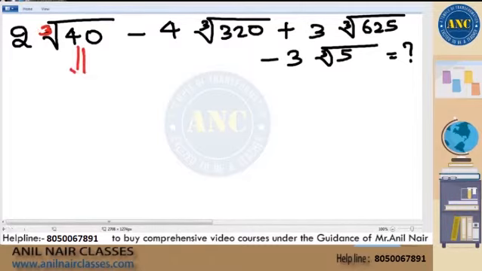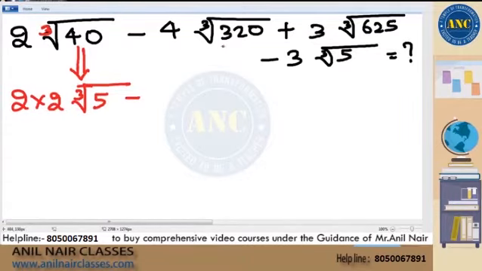That means the perfect cube factor for 40 is 8 into 5. Cube root of 8 is 2. Take the 2 outside. Remaining 5, write it as it is. Minus, 320 is what I have. Right? 320 is what I have.